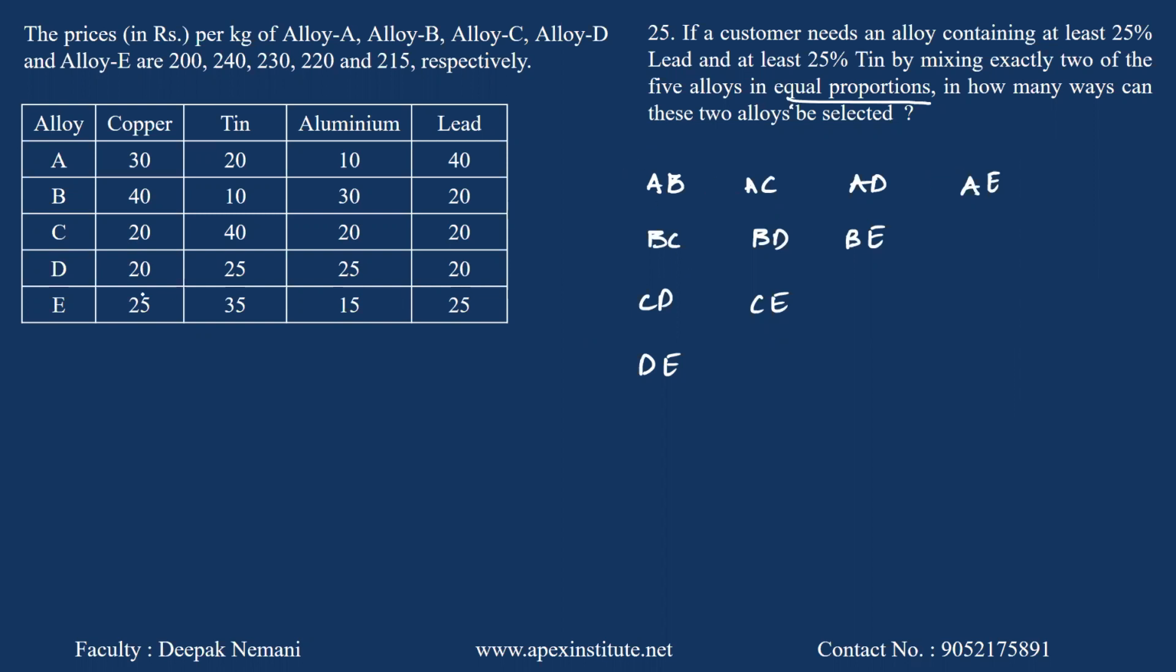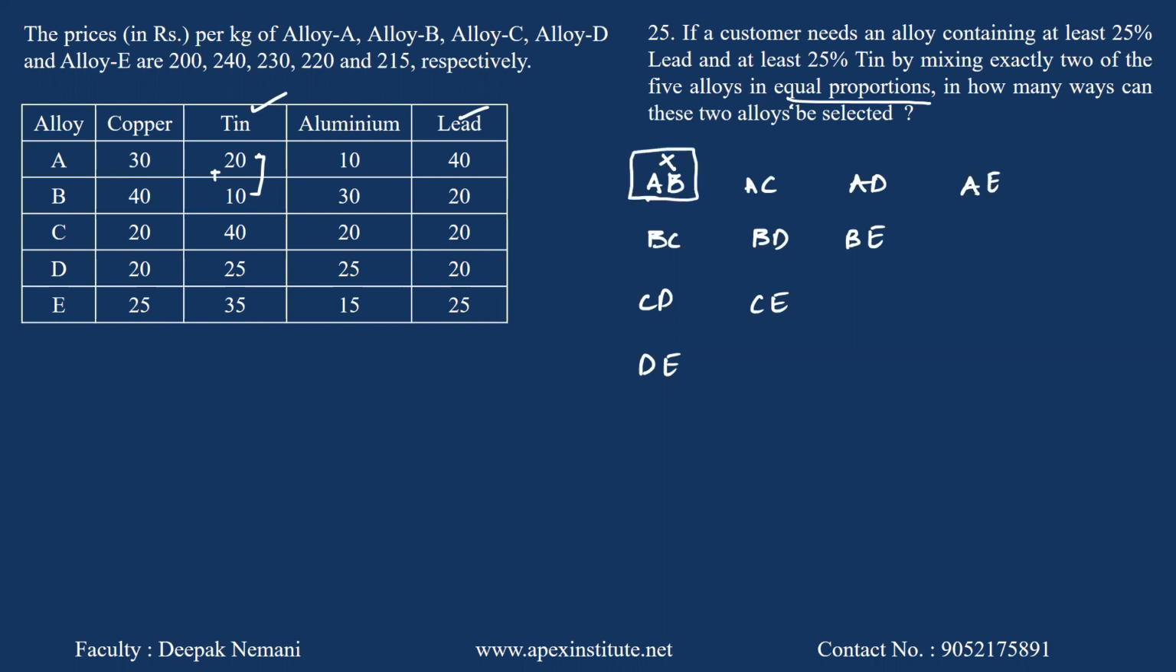So let me consider 1 kg of A and 1 kg of B. Now if I take 1 kg of A and 1 kg of B, and we are asked to have at least 25% of lead and 25% of tin. Now if I mix these two, to have 25%, can I say the sum of these two should be minimum 50? Then only the average will be 25. Now 20 plus 10 is 30. So just by considering these two, I will not be getting an alloy which will contain at least 25% tin and 25% lead. So this is not possible.